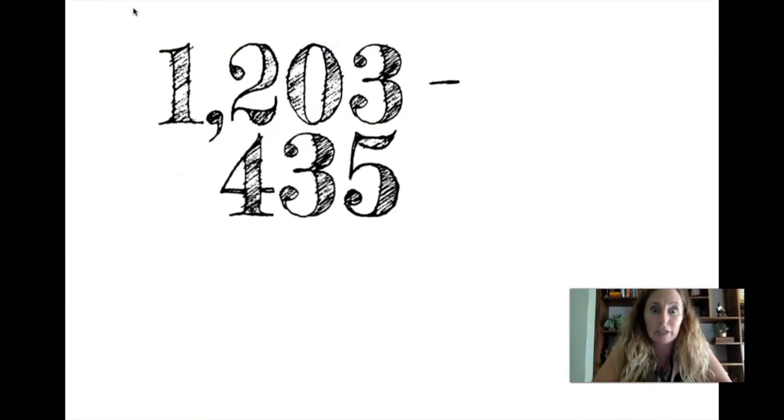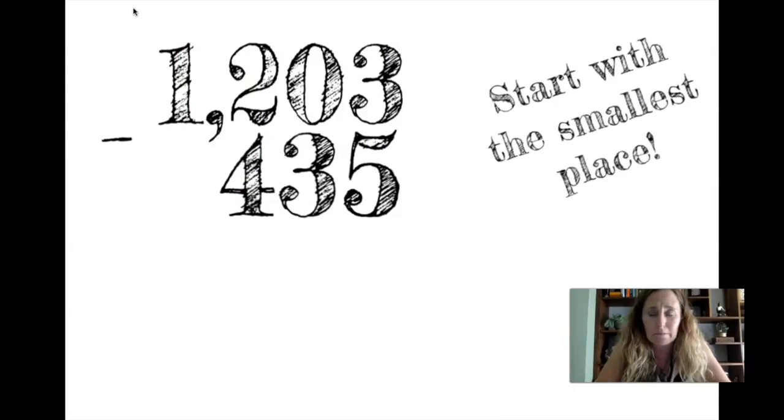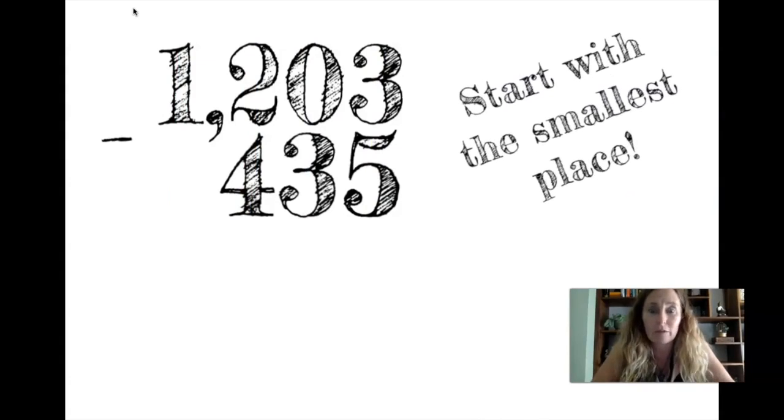The first thing I'm going to do is rewrite this problem vertically. Textbooks and worksheets are famous for putting them horizontally so that it saves space. But for our purposes, to be more accurate and to get those places lined up, it's a good idea to write them vertically. And as we mentioned, we're going to start with the smallest place. So in this case, we're going to be starting with the ones place on the far right of the problem.